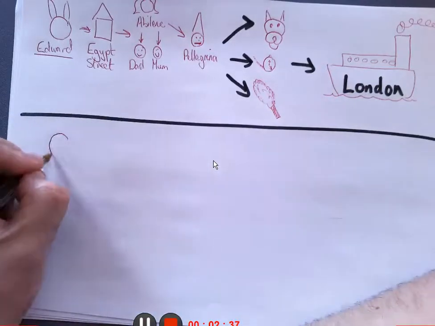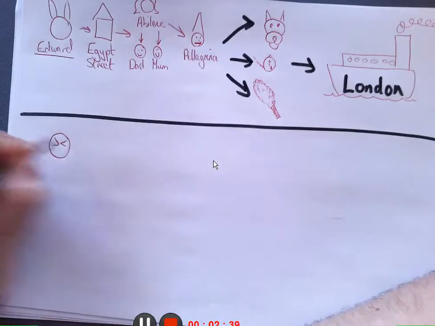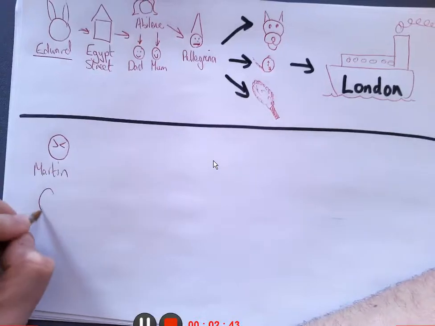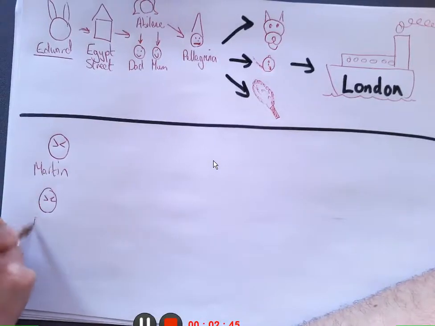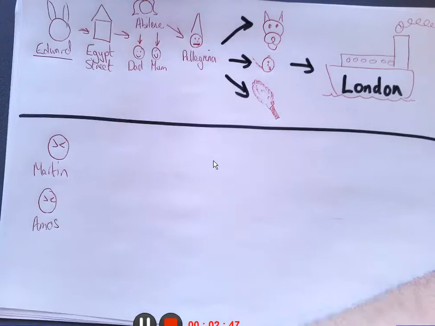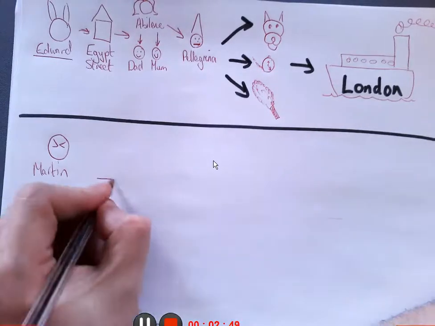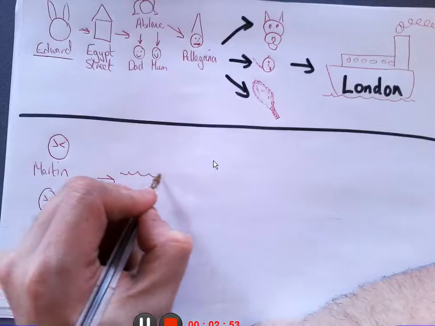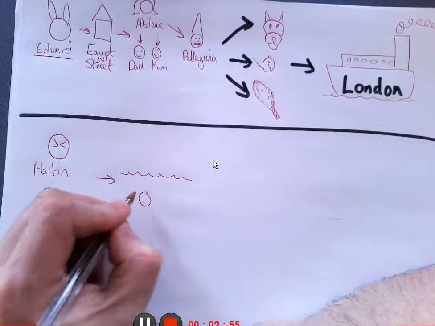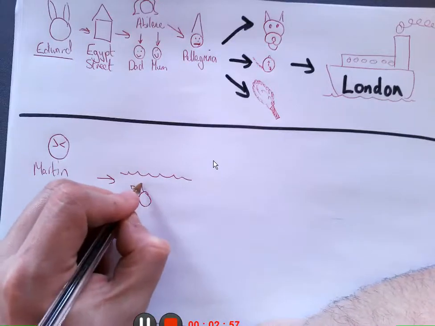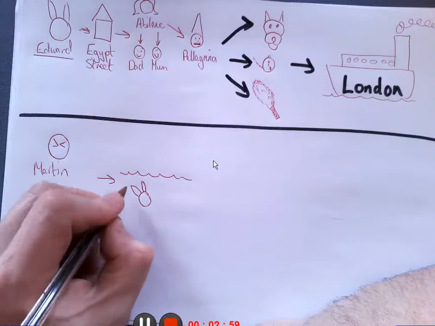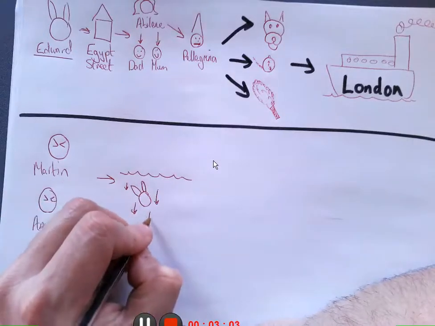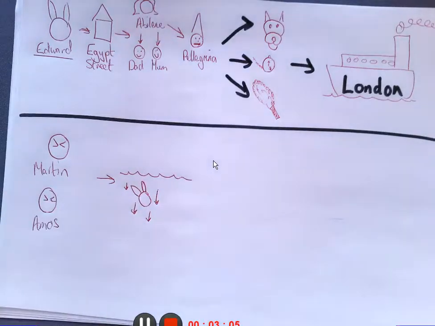On that ship, she met 2 boys, Martin and Amos. Okay. Right, Martin and Amos wanted to look at Edward, and then they threw him overboard. Again, I'm not adding all the little details, you can add them in if you want. I'll draw some down arrows just to represent that he was sinking below the ship.